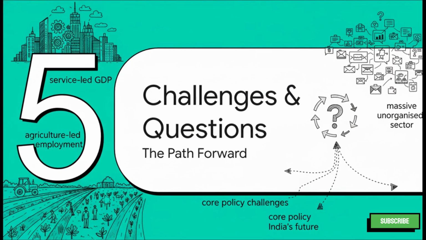Okay, so let's try and put all these pieces together. We have a service-led economy when we look at the money, but an agriculture-led economy when we look at the people. And most of those jobs are in the insecure, unorganized sector. So what does this complicated, messy picture mean for India's path forward? Well, it presents some of the biggest challenges our policymakers have ever had to face.